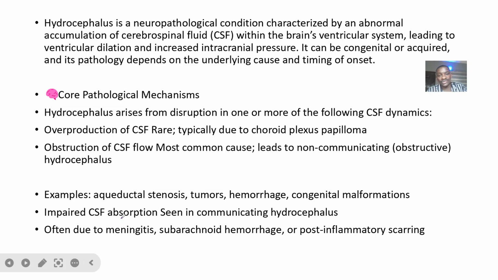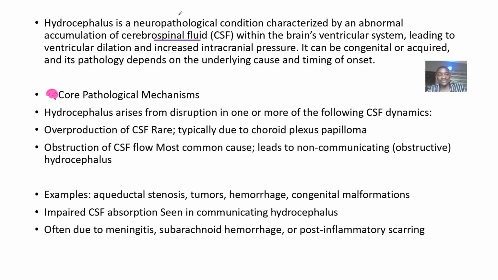So what's the pathology? For the introduction, first of all, you know that it's a neuropathological condition where you are having what? Fluid accumulating in the brain, and that fluid is cerebrospinal fluid. It's accumulating within the brain ventricular system. So this leads to ventricular dilation and increased intracranial pressure. It could be congenital, that means they were born with it, or it could be acquired. That means some issues over time blocked the flow of cerebrospinal fluid, leading to the accumulation.